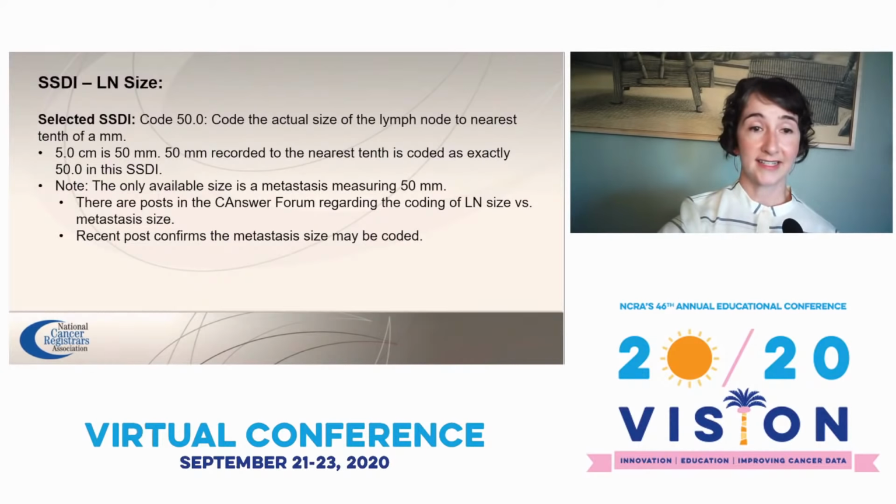Our selected SSDI code is 50.0, the actual size of the node to the nearest tenth of a millimeter. 5 centimeters is 50 millimeters, and 50 millimeters to the nearest tenth is coded as exactly 50.0 for this SSDI. Again, the only size is the MET size for this case, and we do have that recent C-Answer forum post indicating that it is acceptable to code the size of the METs. And this is again documented in that PDF document in more detail.